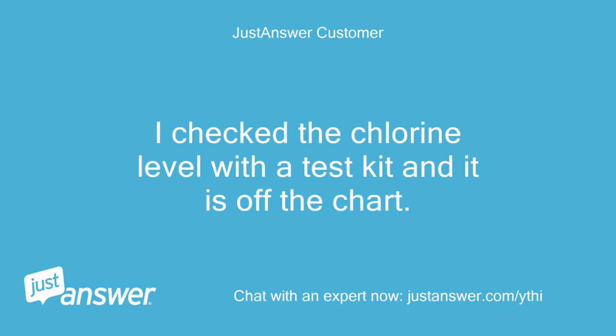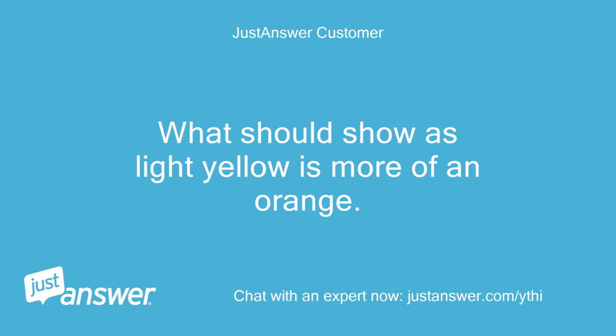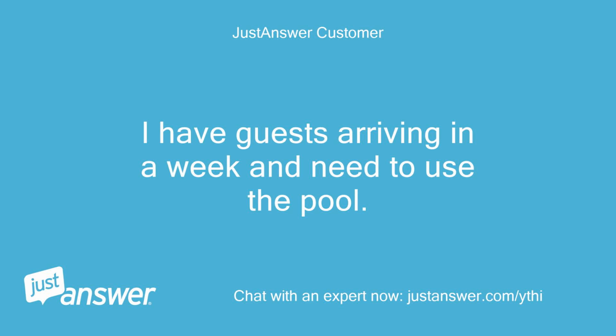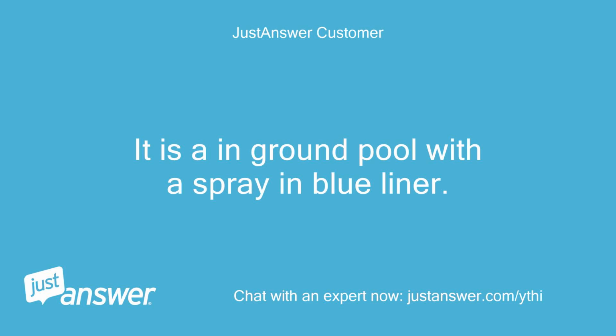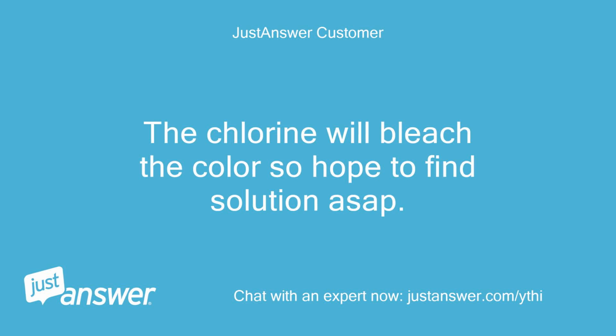I checked the chlorine level with a test kit and it is off the chart. What should show as light yellow is more of an orange. I have guests arriving in a week and need to use the pool. It is an in-ground pool with a spray and blue liner. The chlorine will bleach the color, so I hope to find a solution ASAP.